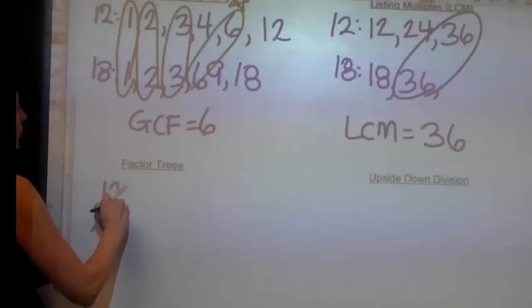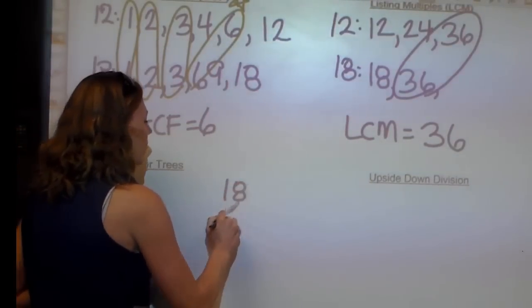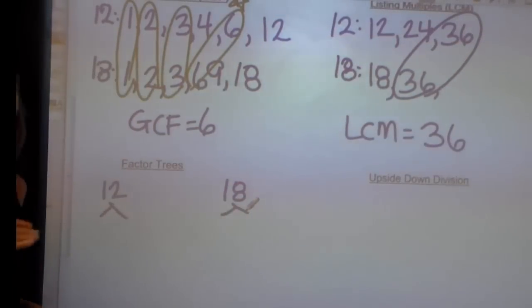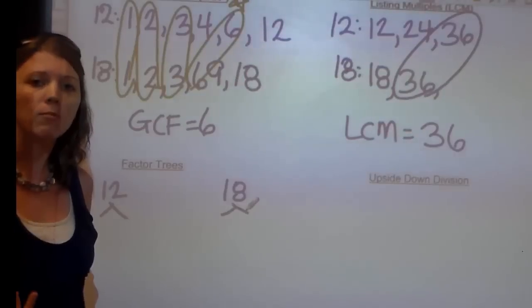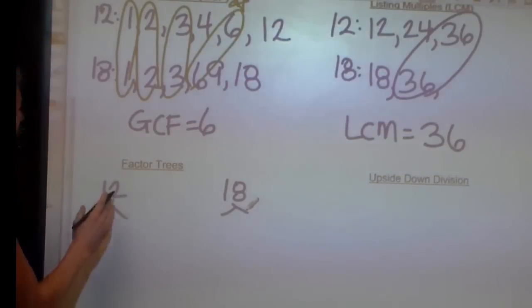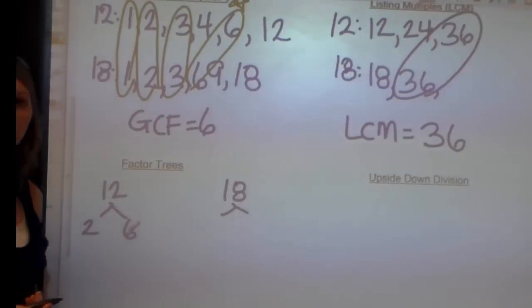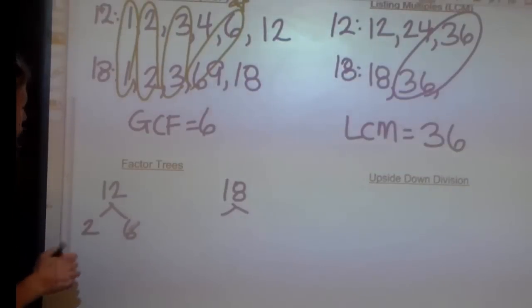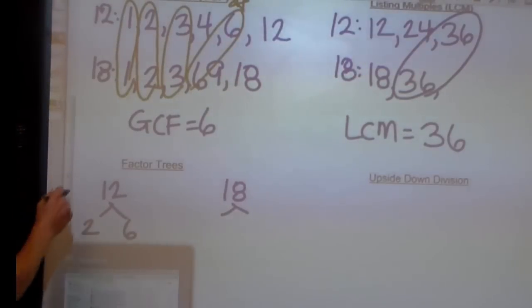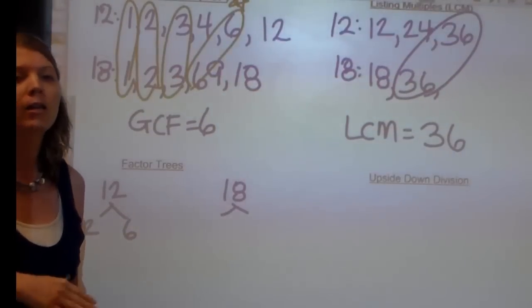I'm going to do a factor tree for 12 and a factor tree for 18. With factor trees, the nice thing is you don't have to know all of the factors. You can just think of two numbers that you can multiply together to make the number. So with 12, I can pick 2 and 6. You can also pick 3 and 4. You cannot use ones. No ones in our factor trees. We need prime numbers when we do factor trees, and 1 is neither prime nor composite, so that's why you can't use 1.